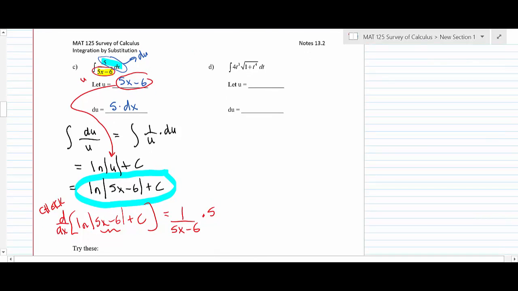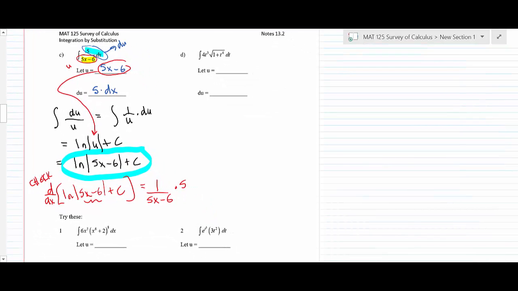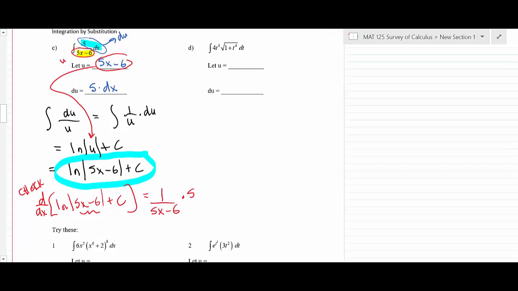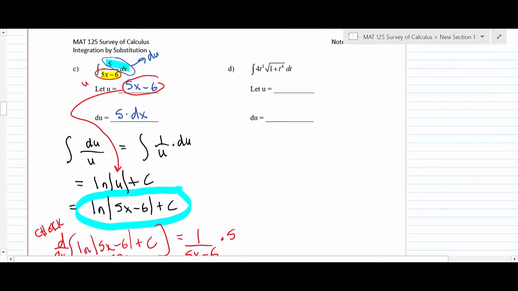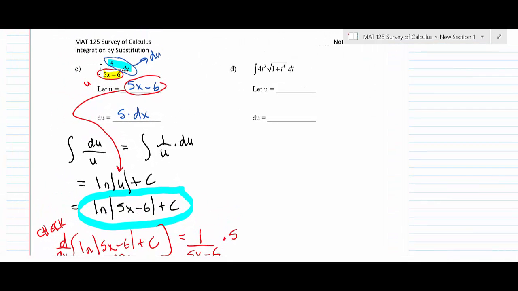So let's see if we're catching on. I'll let you try some of these in a minute and see where you're at with this. If we look at the next one, you have to figure out what to let u be equal to. The thing is, when you take the derivative of u, it should end up being everything else in the integral. So what do you think?